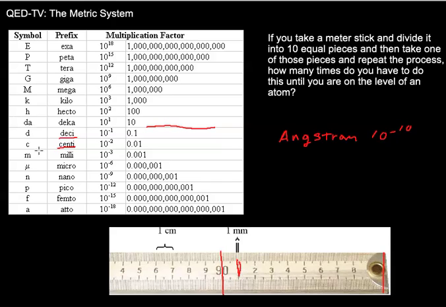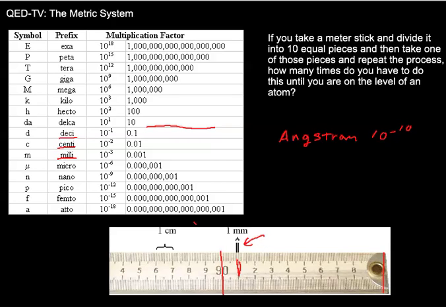Let's do it one more time. Let's take a centimeter and divide it up into 10 little pieces, and that would be this right here, which is the width of a dime, and that's a millimeter, or milli, which is 1,000th, or 10 to the minus 3. We've done it 3 times, and we're already down to the width of a dime. So we're getting really, really small, really fast.